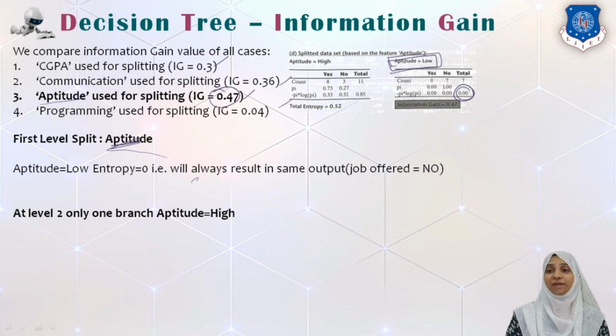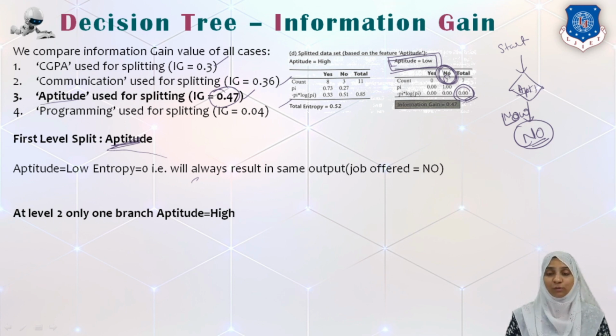Okay, what does this mean? If aptitude is low, we can see that the selection will always be no. That means if we start with one root node and test with aptitude, and that aptitude is low, we will always have the answer that selection is not made. So this branch can have only one answer, that is no, just because it has entropy 0. Remember, as soon as you get entropy 0, that branch is going to get a classifier label.